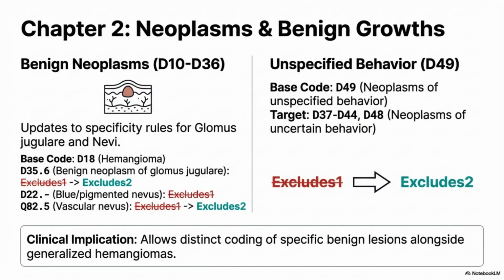In the neoplasm chapter, several benign and vascular lesions now allow dual coding. For example, glomus jugulare tumors and certain nevi have shifted from Excludes1 to Excludes2, meaning they can now be coded alongside related hemangiomas or vascular nevi when both are present. This change supports more complete clinical representation of benign growths.